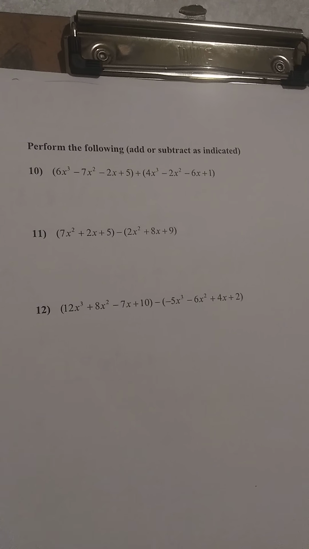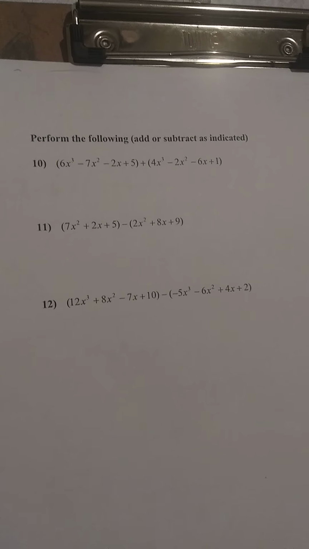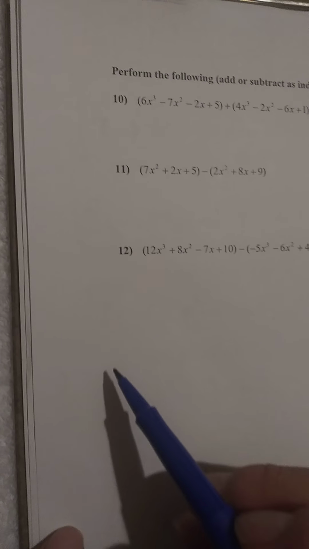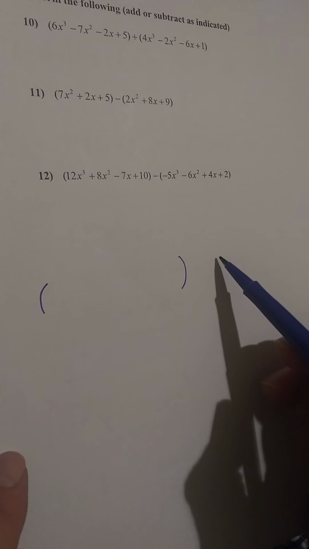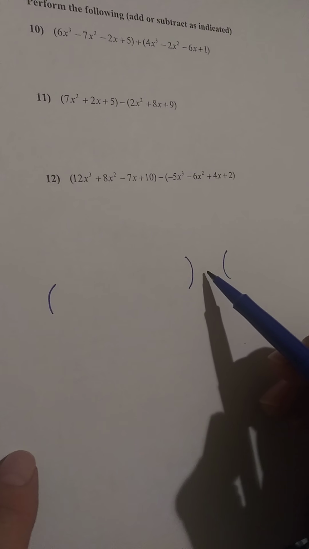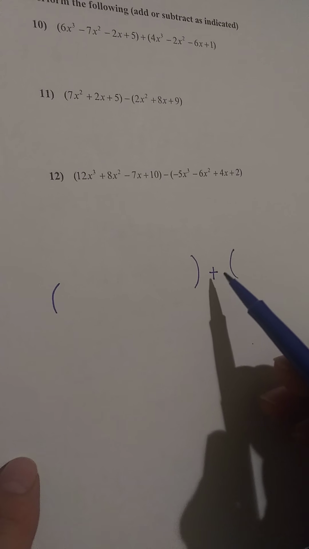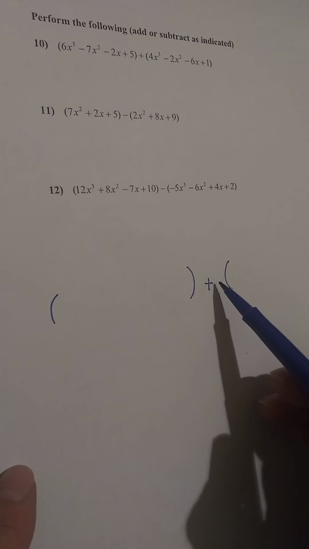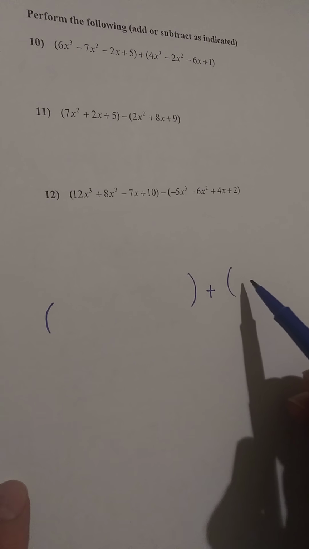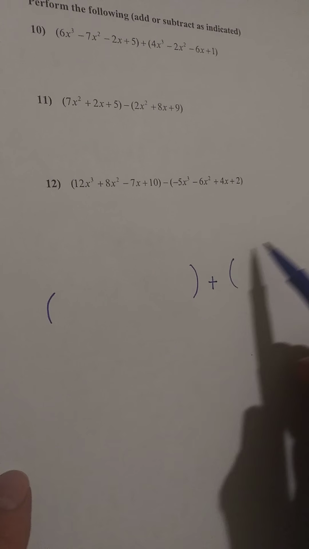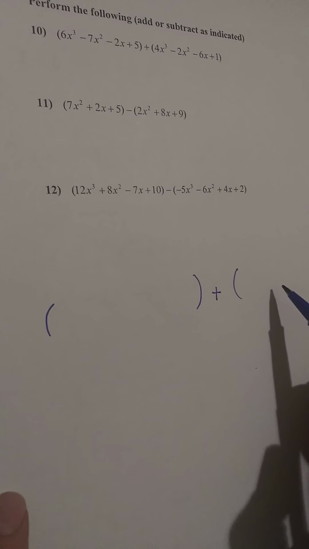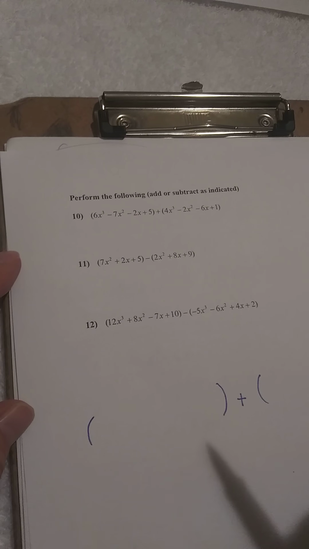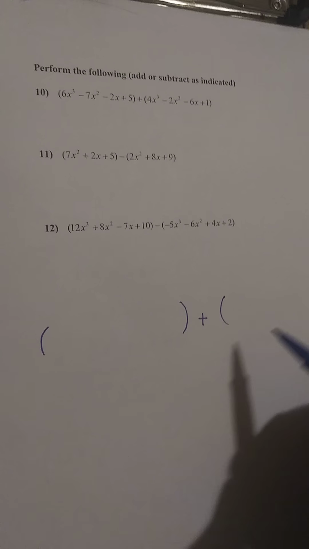Next, addition and subtraction of polynomials. When you're adding or subtracting polynomials, a lot of times they'll be given like this, in parentheses, with a plus between the parentheses or a minus. If there is a plus between the parentheses, you can just remove the parentheses. But if there's a minus, then we must change the sign of every term inside the second pair of parentheses. So the first step is to remove the parentheses.